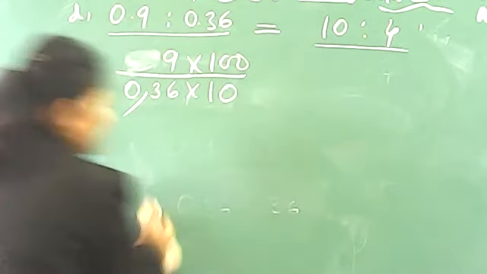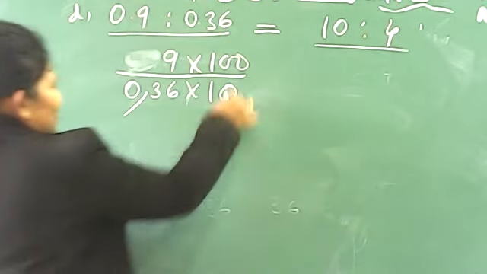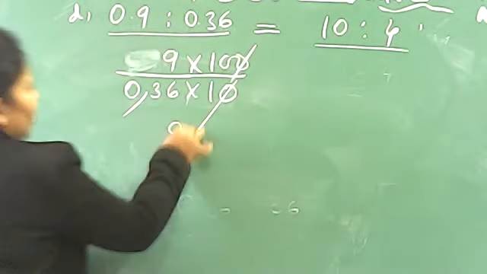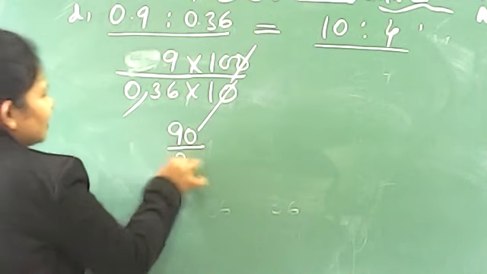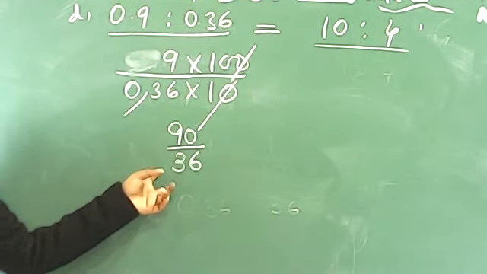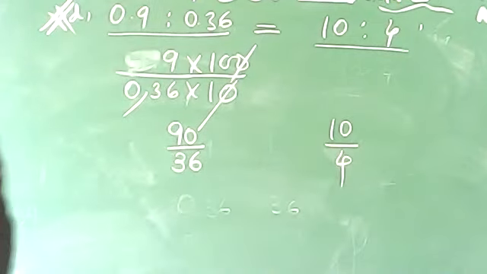So 36 I'll write it down here. 100 will go there, ठीक है। And now you can cancel it. I'm doing just a second. हाँ, 10 10 cancelled. Above you have now 90 and this is 36. Now this is complete number now, 90 by 36. Now you can solve it. And this side 10 by 4.